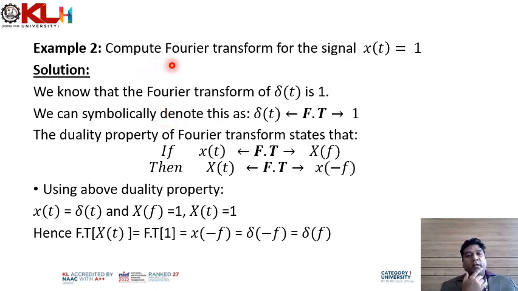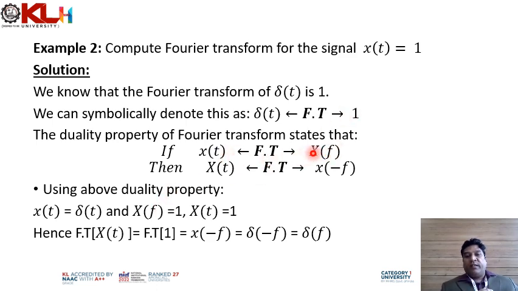Now next we have to find the Fourier transform of the constant signal x of t equal to 1. Now we already know the Fourier transform of delta of t is 1. Therefore we can write delta of t Fourier transform is 1. Then we use the duality property that if x of t Fourier transform is capital X of f, then if we give this capital X of t, the Fourier transform has to be this small x of minus f. Then we can observe, comparing these two equations, that x of t will be delta t in our problem and capital X of f will be 1.